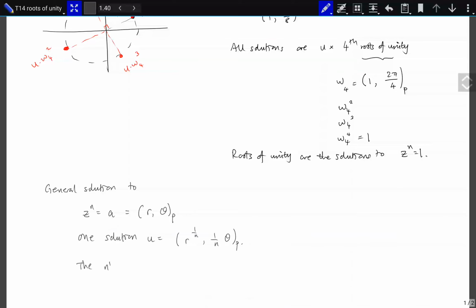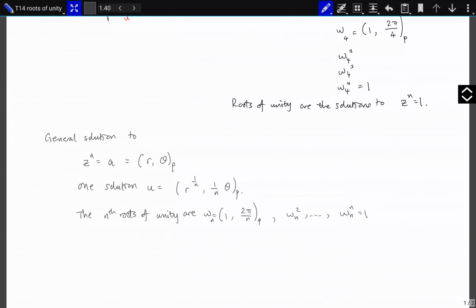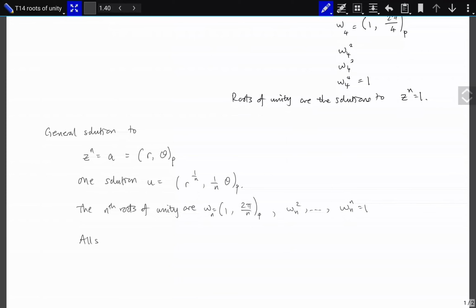The nth roots of unity are (1, 2 pi by n). And all the solutions to this equation over here are u times omega n, u times omega n squared, all the way up to u times omega n to the n, which is just u.